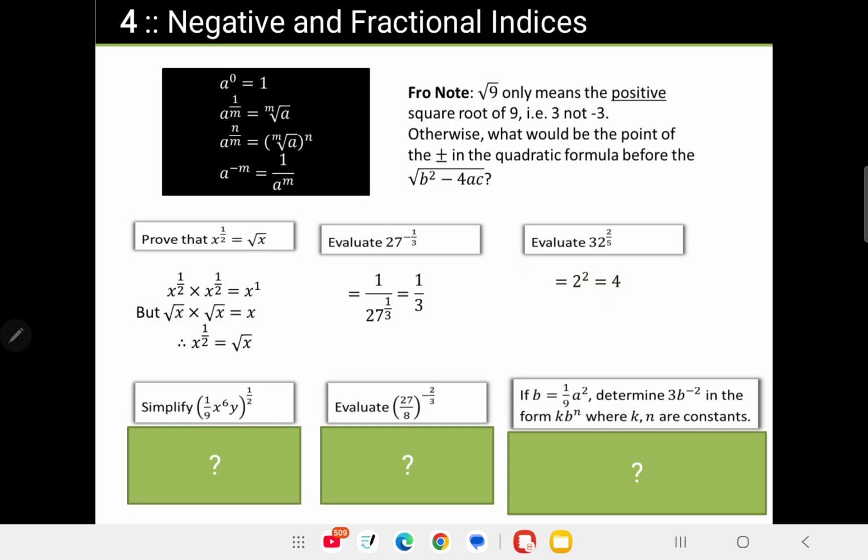Okay, so the next question is, simplify 1 over 9 x power 6 y, whole power 1 over 2. So it's actually a square root, we have to apply the square root on each and every term. If you apply any power on 1, it will remain the same. So the square root of 9 is 3, and x power 6 then power half. If you have double powers, you should multiply the powers, so it should be 6 times half, and y power 1 over 2. So half of 6 is 3, so it's 1 over 3 x to the power 3 y power half should be the answer in this case.